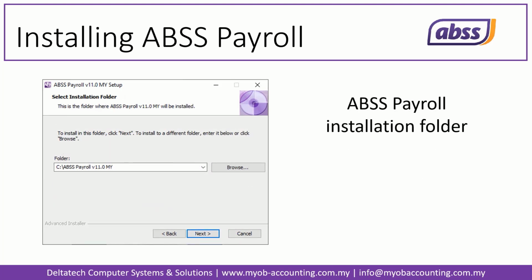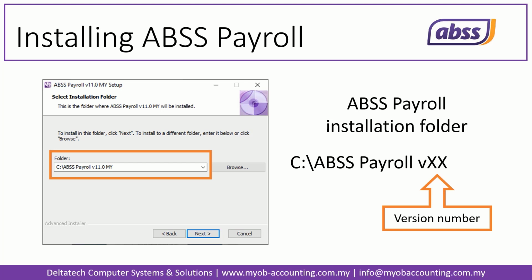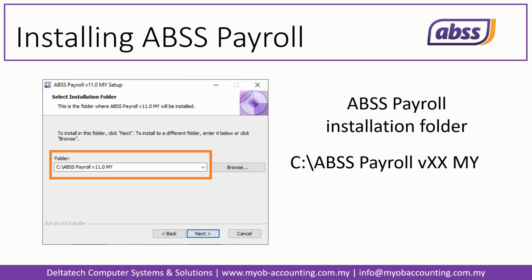The following screen will show the installation folder. ABSS Payroll will be installed to this folder on your computer. By default, this would be C, ABSS Payroll, followed by the version and country identifier. The version number may not be the same for you, depending on which version you are installing. In this tutorial we are installing version 11.